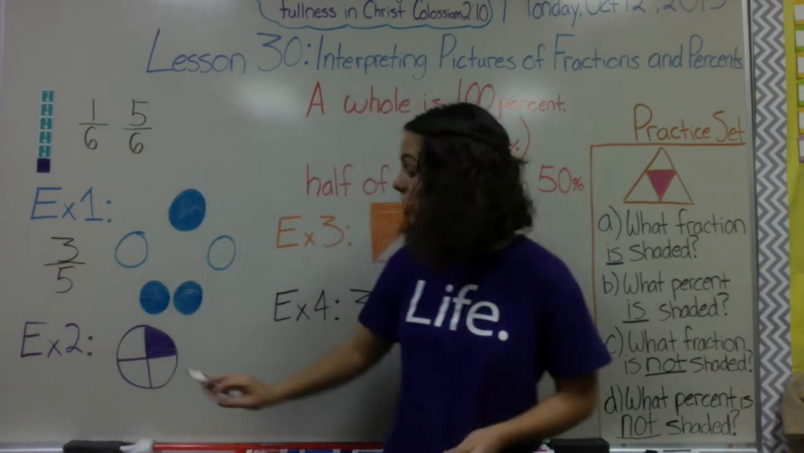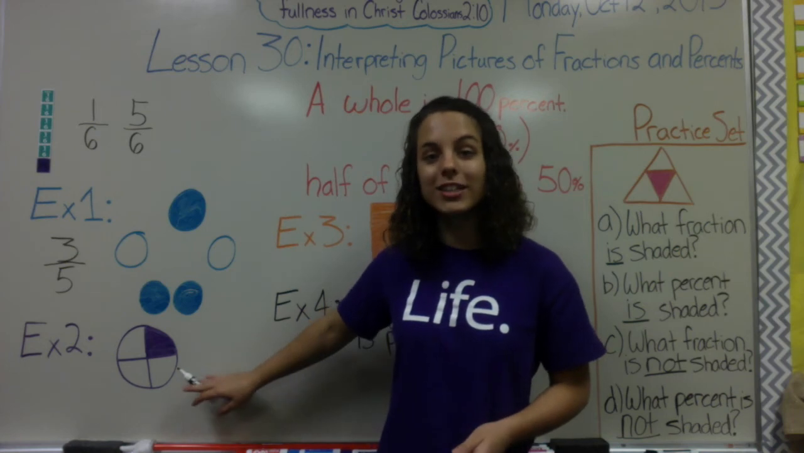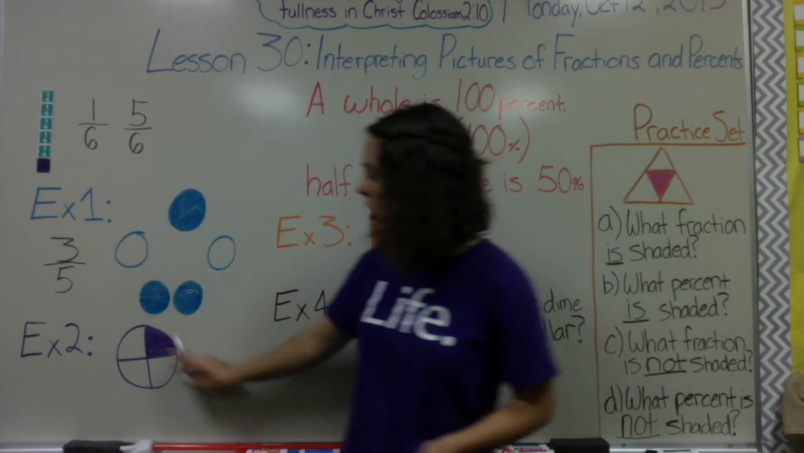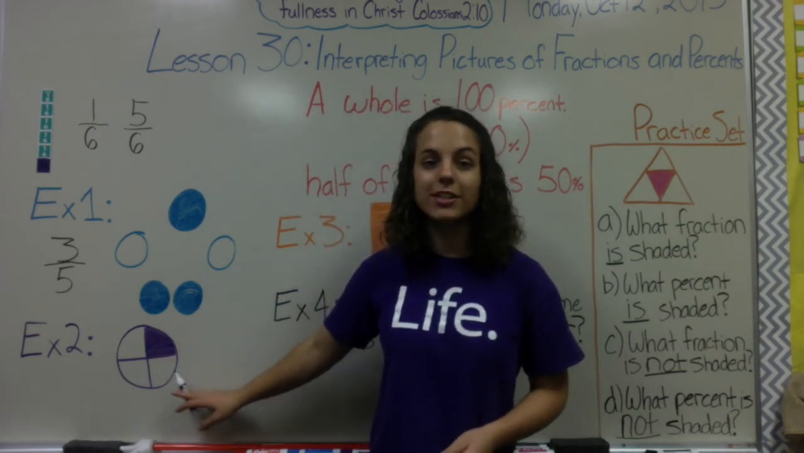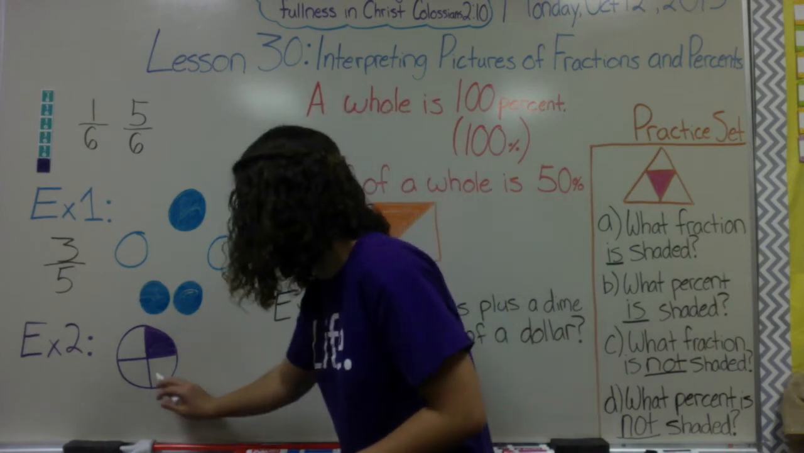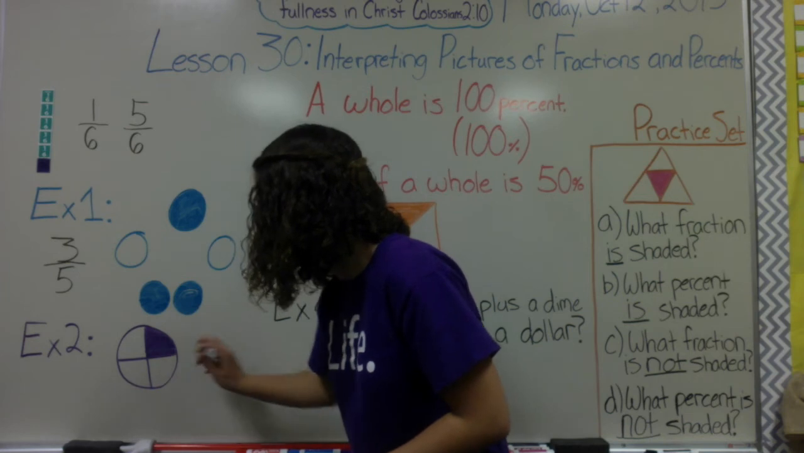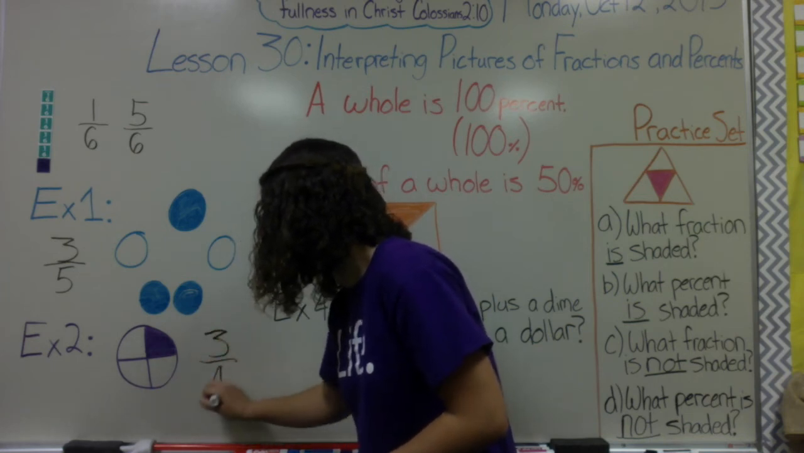Now example 2 asks what fraction of the circle is not shaded. So keyword: not shaded. Go ahead and draw this circle in your spiral and write the fraction that is not shaded. That would be 1, 2, 3 out of 1, 2, 3, 4 equal parts altogether. So 3/4 are not shaded.